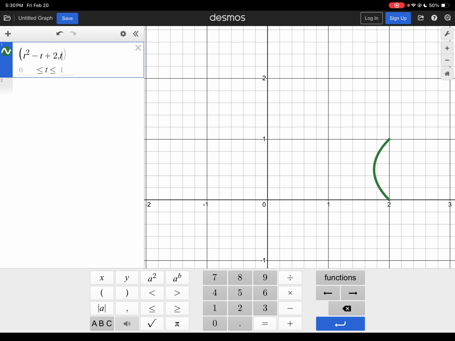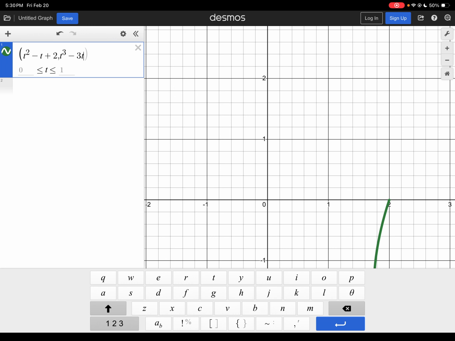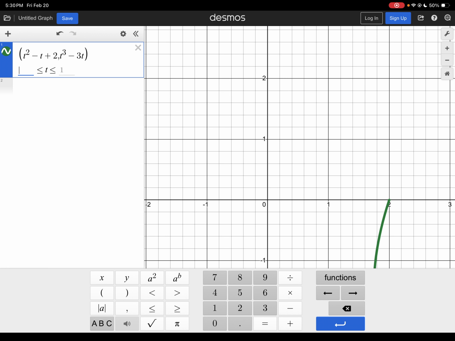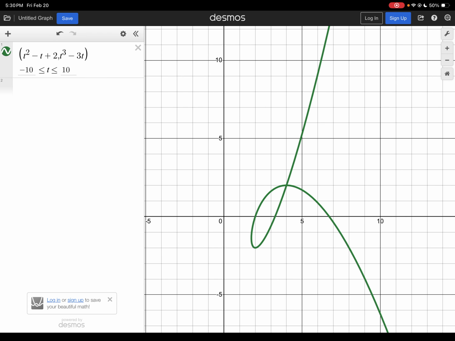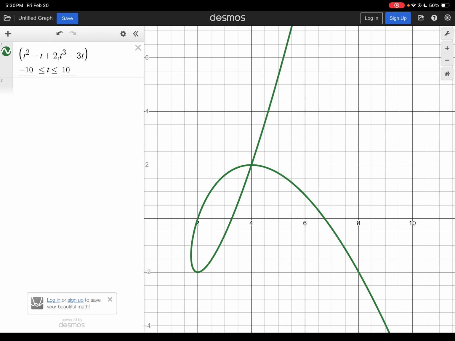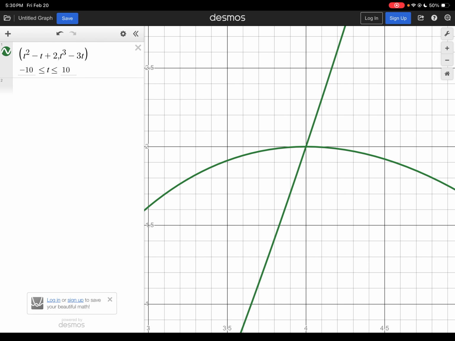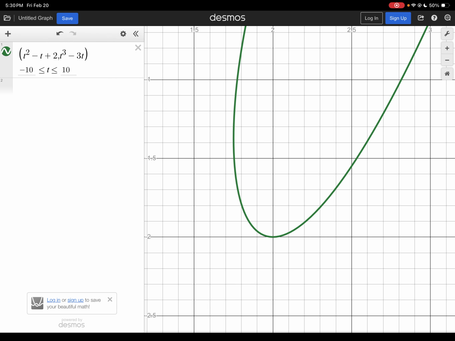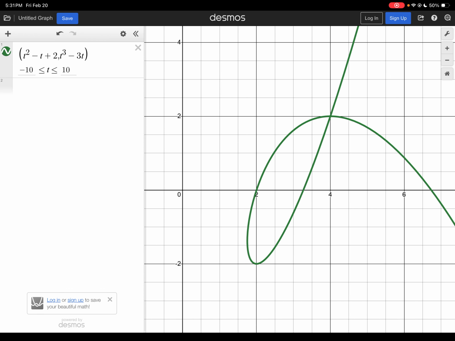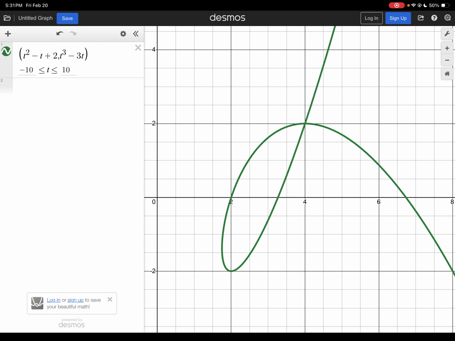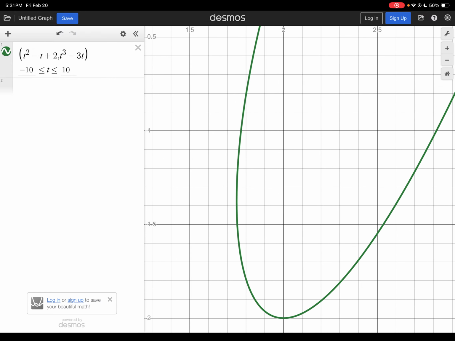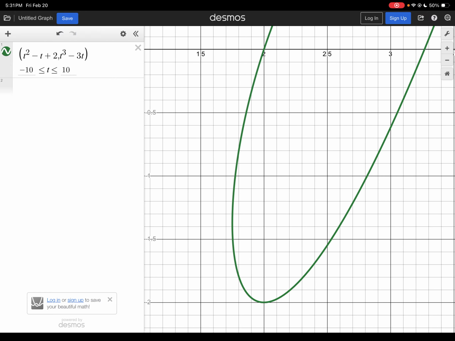t to the third minus 3t. And then I'll probably do like negative 10 to 10. Okay, it looks something like this. So you can see that I probably have a horizontal tangent line right here, and then probably one right here, and then I have a vertical tangent line probably right here somewhere. Don't know where, but this screams vertical tangent line. Where? I don't know.